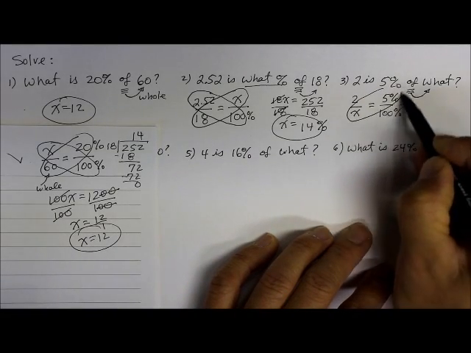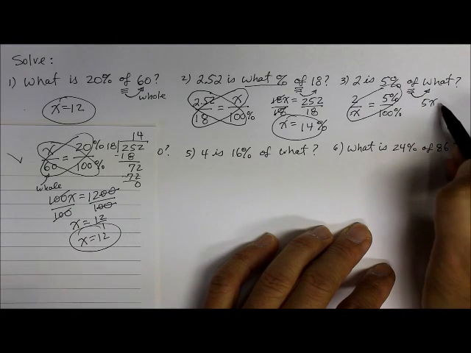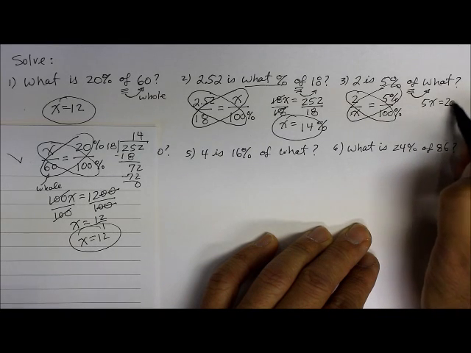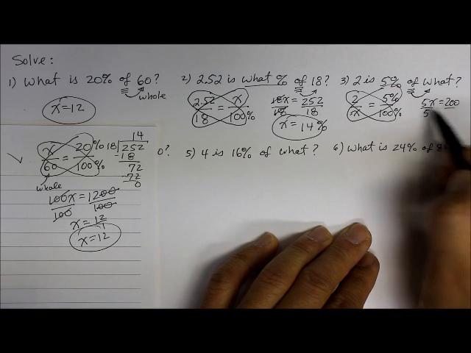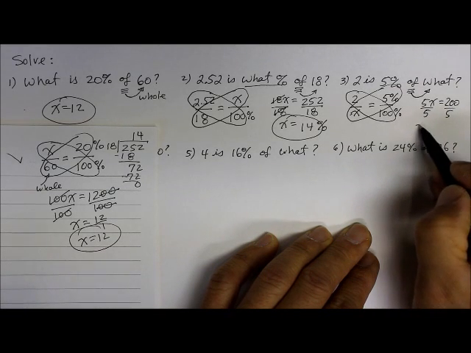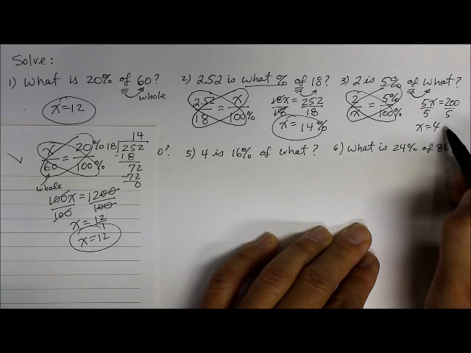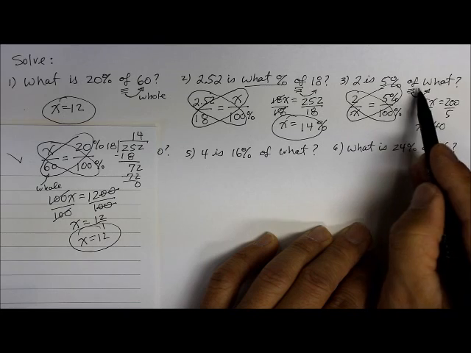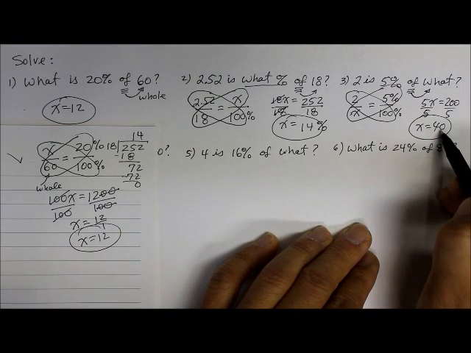So this time, x times 5, it's going to be 5x. And that equals 2 times 100, which is 200. And to solve for x, we divide that number 5 on both sides of the equation. So x equals, well, 5 goes into 20 4 times and a 0. So 2 is 5% of what? It is actually 5% of 40, the whole.